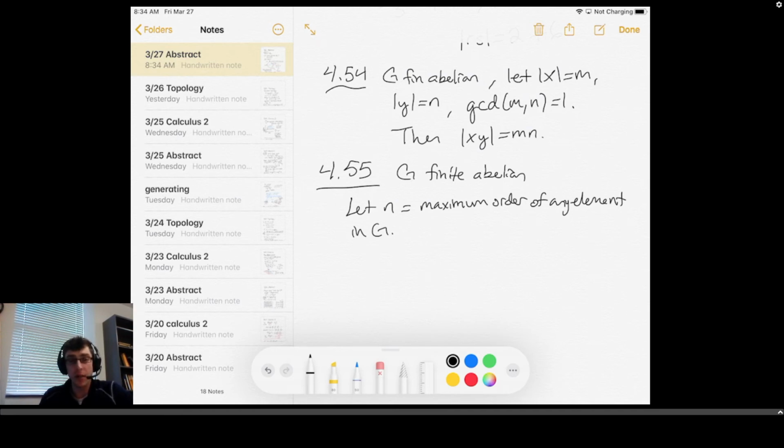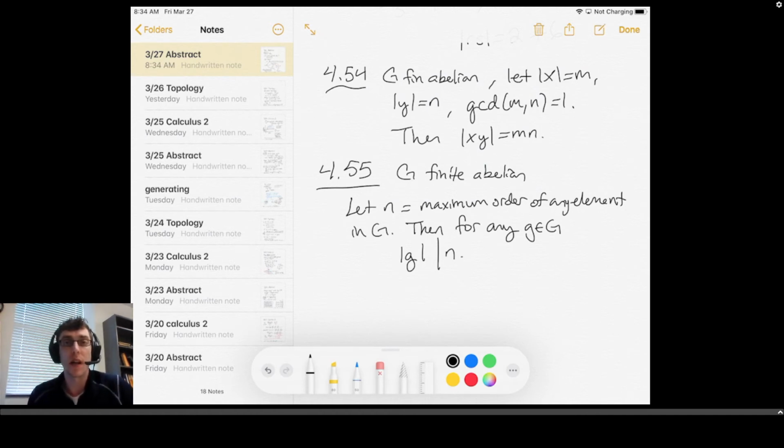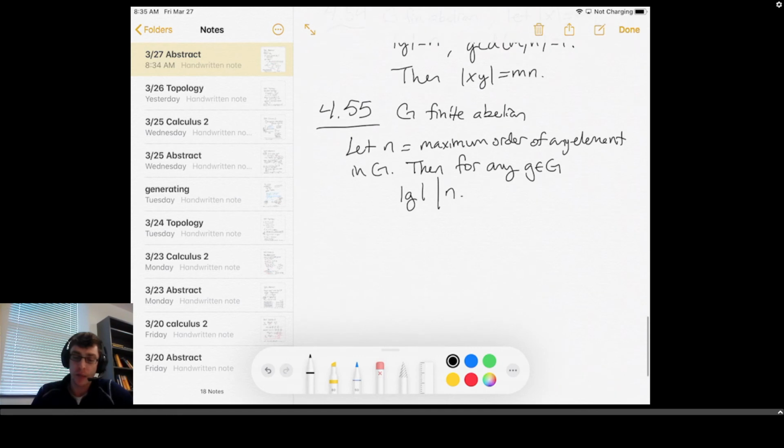So we don't know if G is cyclic, so it may not generate the whole group, but it has some element that has a highest order, right? Because it's finite, there has to be a maximum. Okay, then for any g in G, the order of g divides N. So if I have any other element of my group, its order will divide this maximal order of an element. Okay, so that proof is not very trivial, but for now, we're just going to take it as true and use it to prove the following statement.